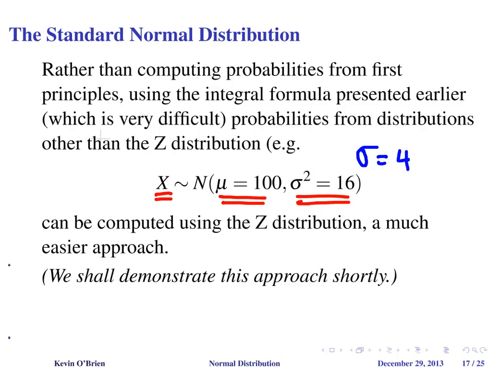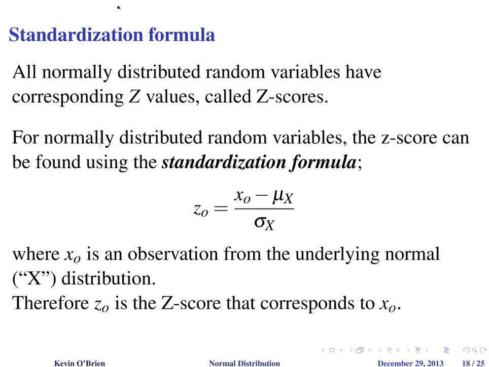So, let's move on. Essentially what you do is you come up with an equivalent value from the Z distribution and look up the probability for that Z value. So this is what I was talking about here.